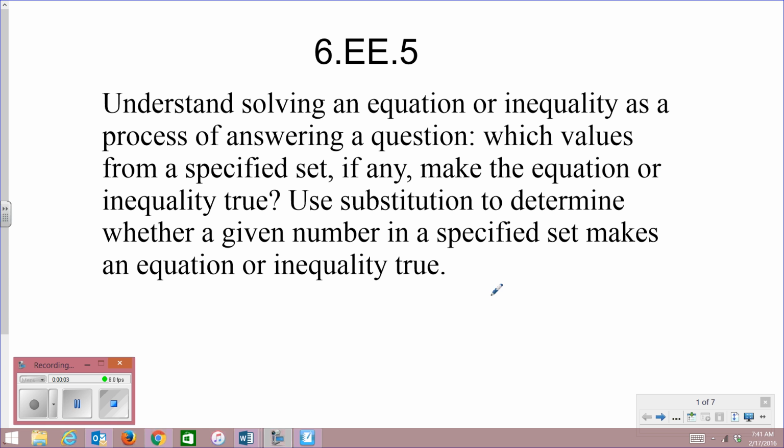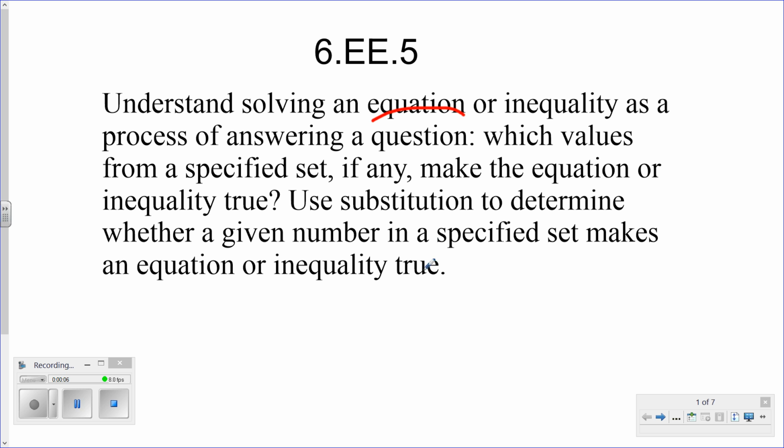Understand solving an equation or inequality as a process of answering a question. Which values from a specified set, if any, make the equation or inequality true? Use substitution to determine whether a given number in a specified set makes an equation or inequality true. That's 6EE5.